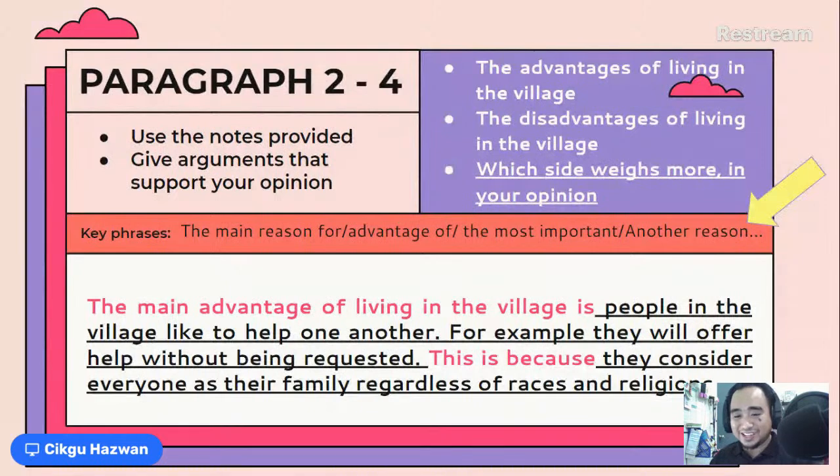Anyone else want to try? How you want to present your points? You can choose either advantages or disadvantages.